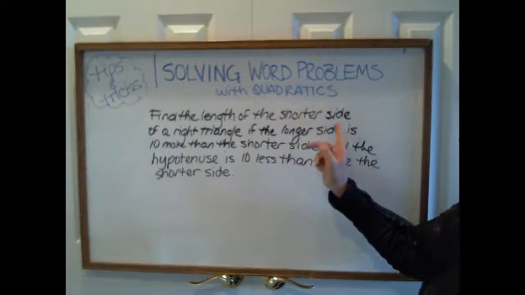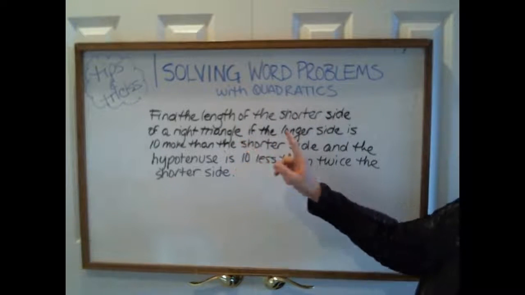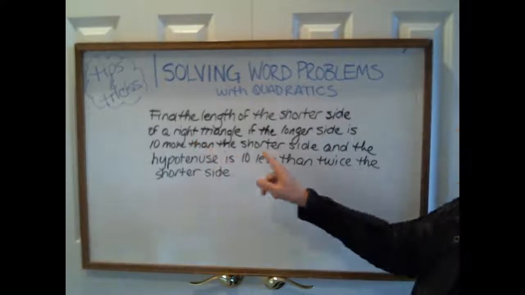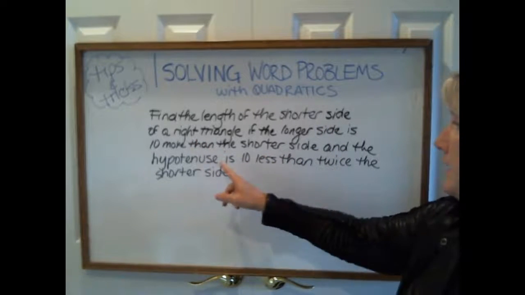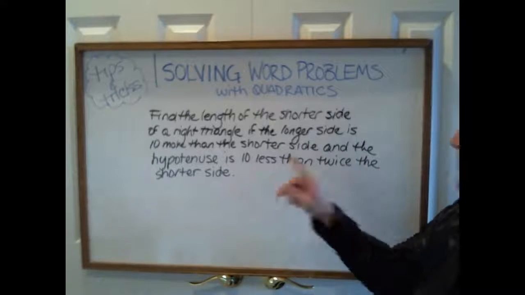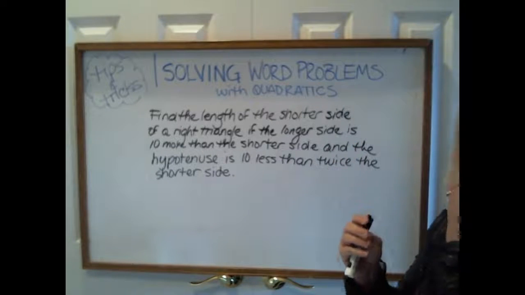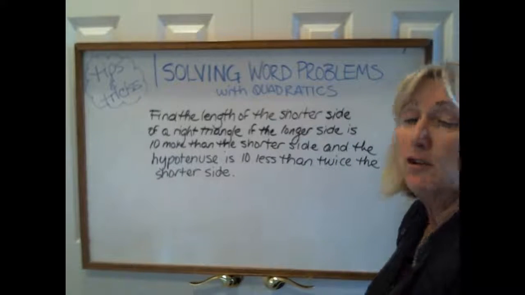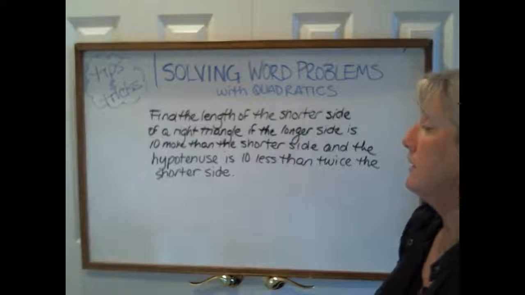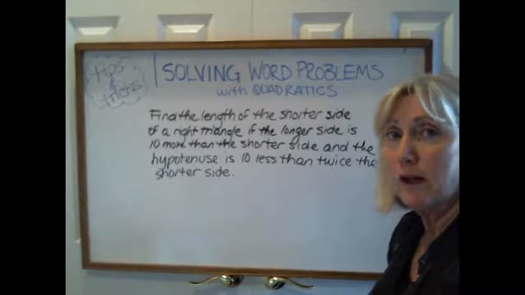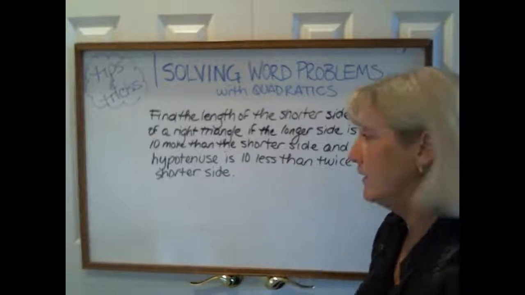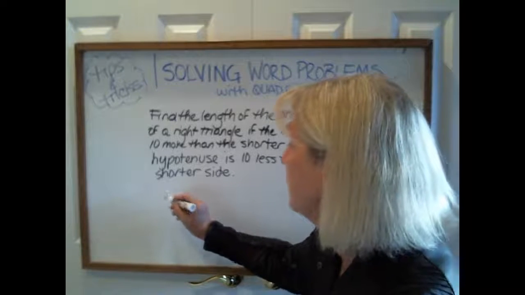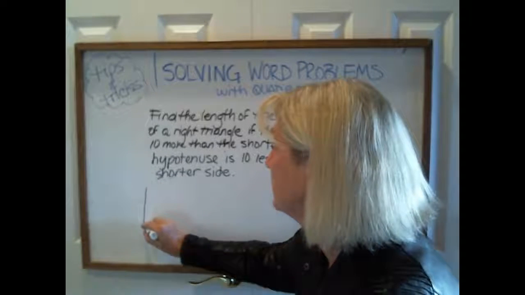Find the length of the shorter side of a right triangle if the longer side is 10 more than the shorter side and the hypotenuse is 10 less than twice the shorter side. You're like, what is that? So what we want to do here is draw a picture of our right triangle so we can get an idea of what's going on. This is part of identifying the variables. So I'm going to draw a right triangle.